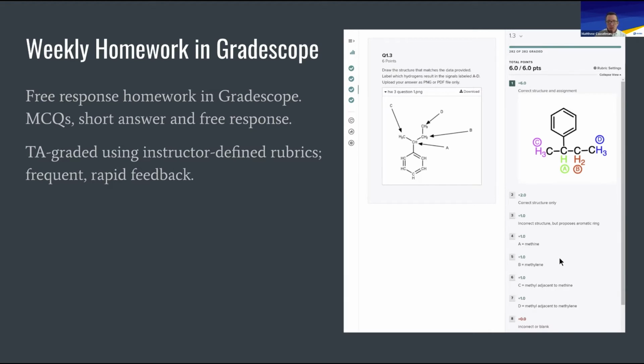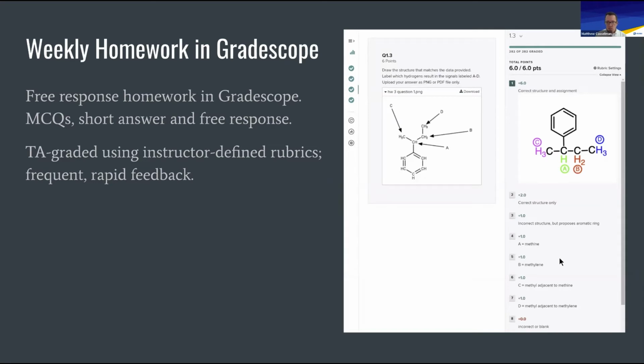So weekly homework in Gradescope, I collect free response homeworks in Gradescope, so they're able to either type an answer. Because it's organic chemistry, they have to draw a lot of structures and label things. So I'm able to collect free response questions this way. You can see the rubric items on the right here. So students get the feedback so they can see what we gave credit to.